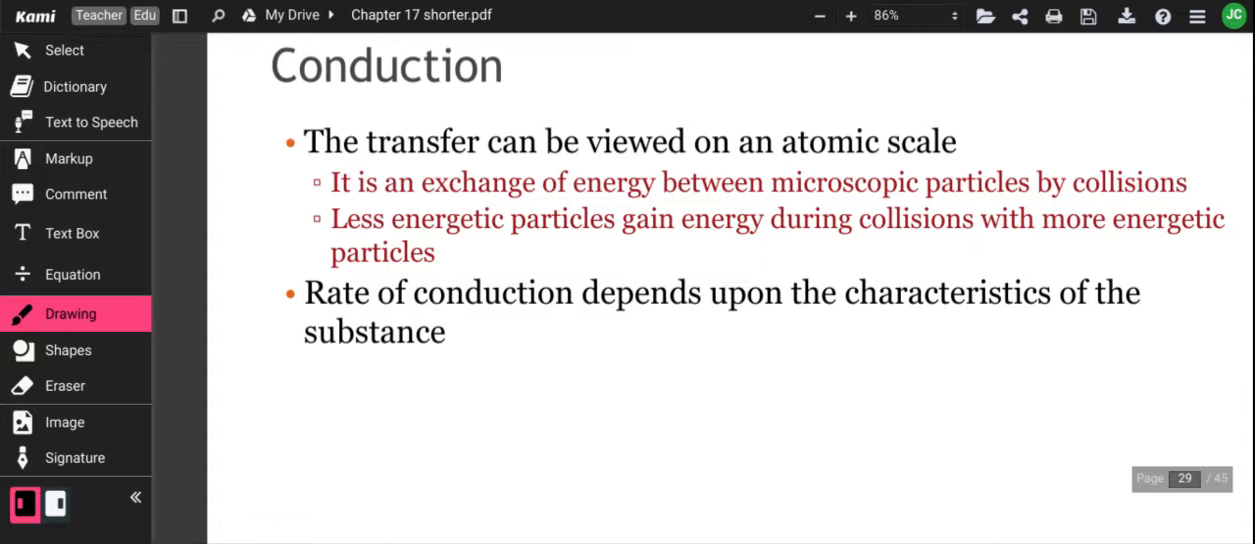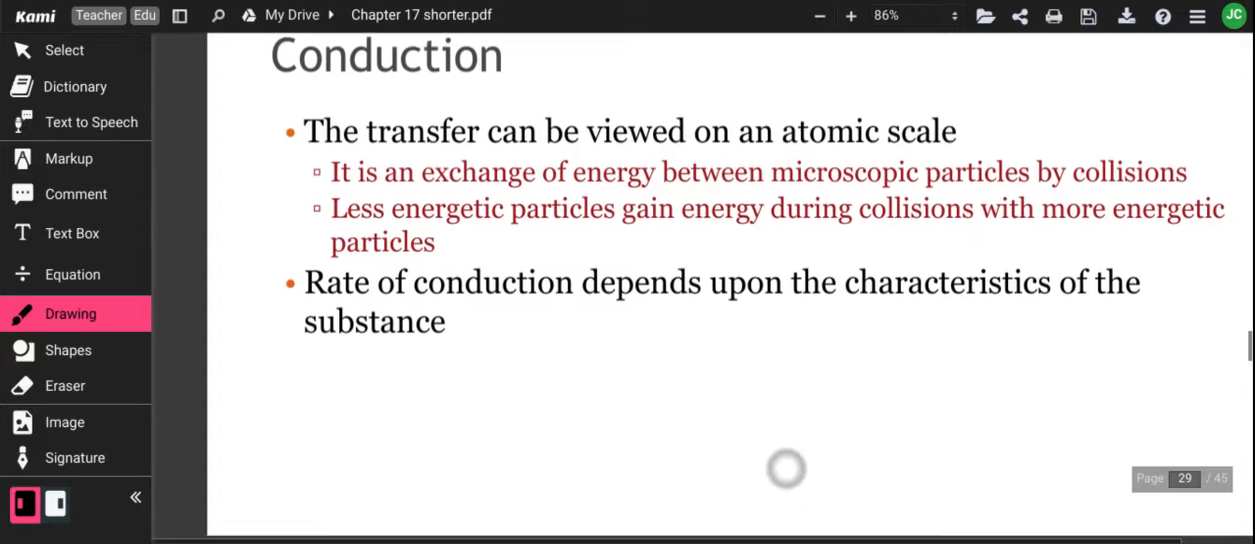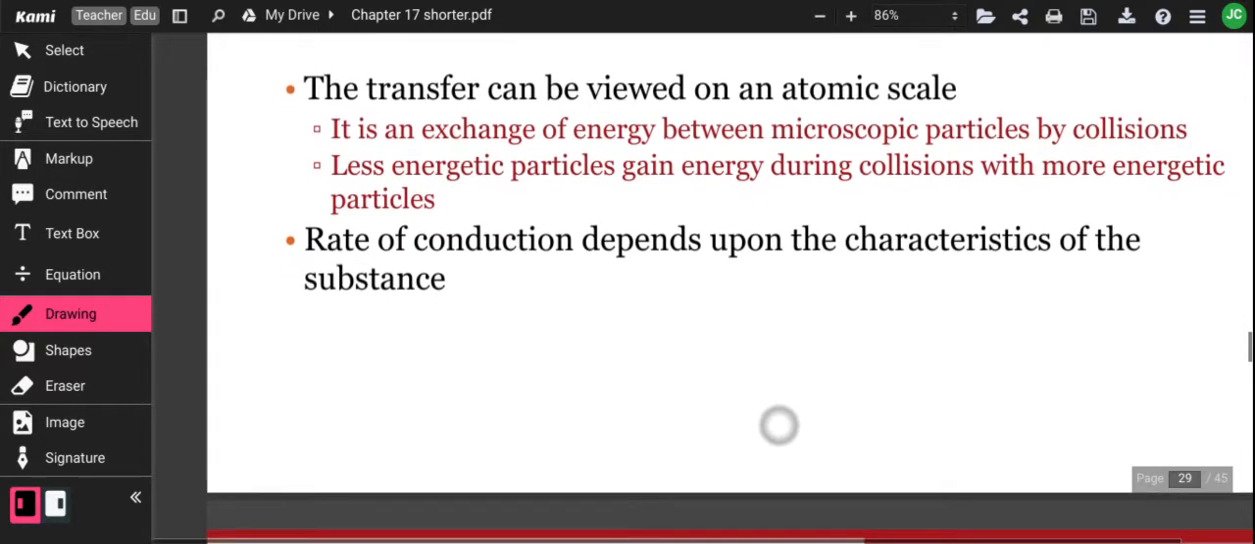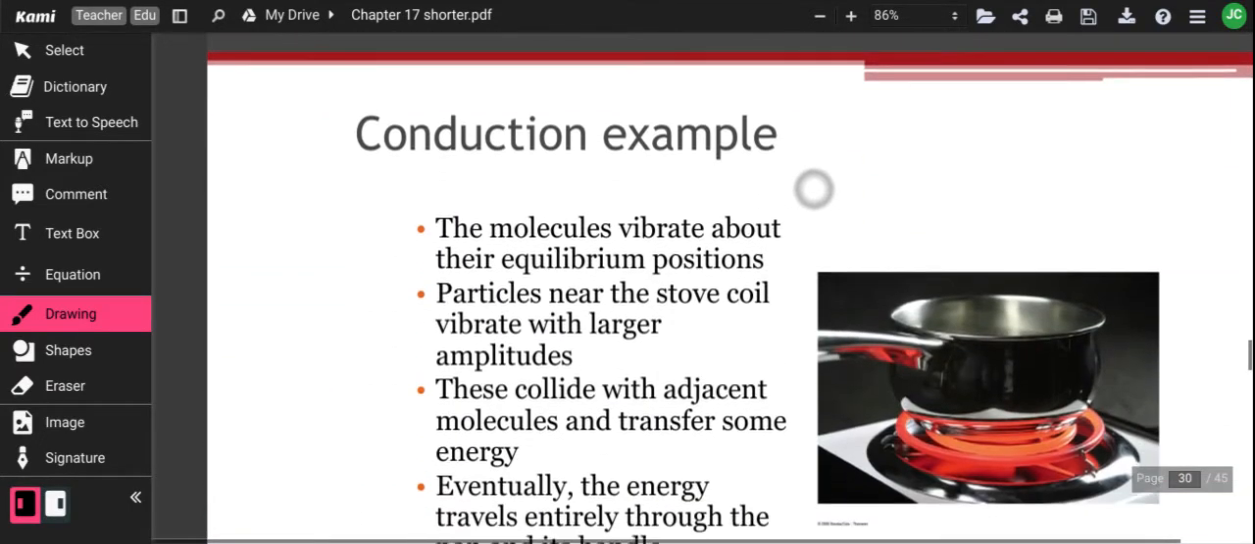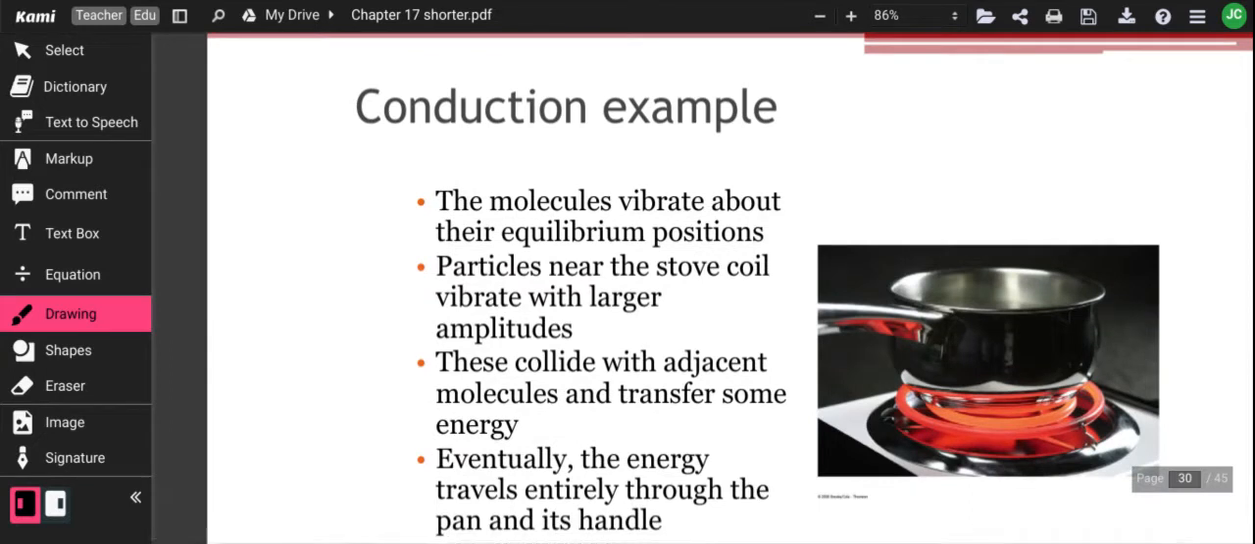And so the rate of conduction depends on the type of materials, how readily the particles can collide, their ability to absorb heat, their specific heat. And so conduction is ultimately about direct contact and how we can make the particles transfer that energy quickly if we want to have a good conductor.